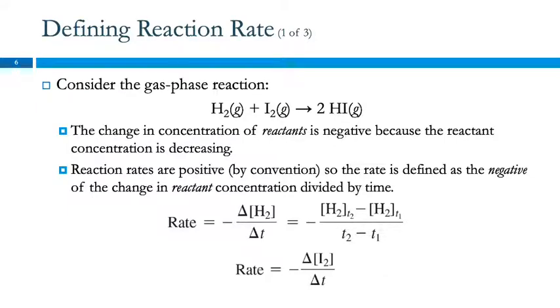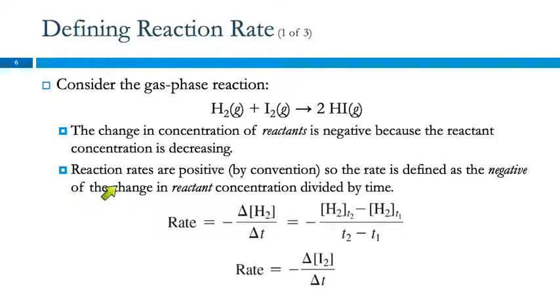So let's look at an example reaction. Here we have hydrogen molecules reacting with iodine molecules to form hydrogen iodide molecules. If we start with reactants, as the reactants react, they go away, right? At the end of the reaction, if it goes to completion, there would be no hydrogen left, there'd be no iodine left. And so the change in the concentration for these reactants is negative because they started at a high value and it decreased over time.